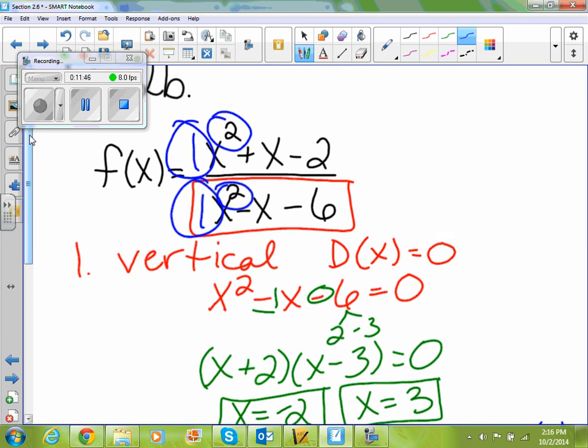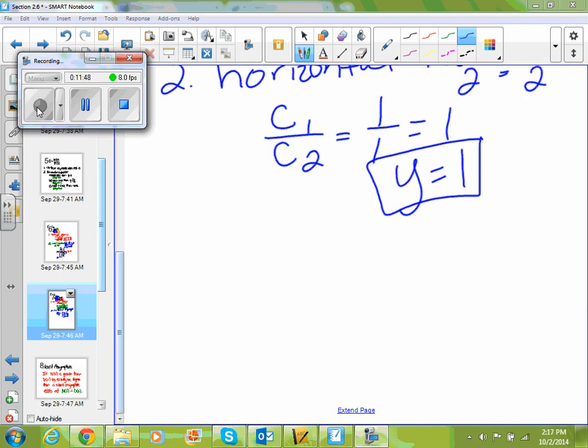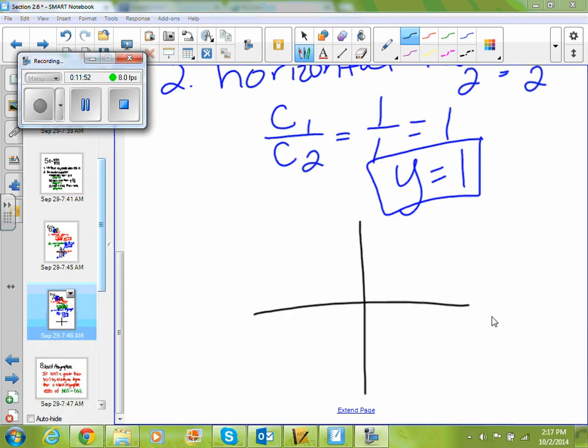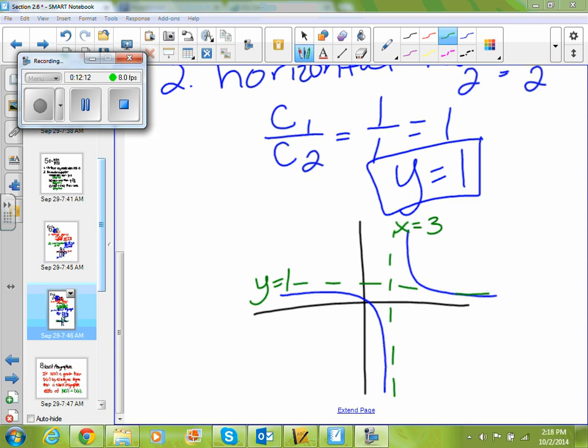Okay, so go ahead and graph that function and see what we get. Okay, so then we should get a graph that looks something like this, where I have a vertical asymptote at x equals 3. I have a horizontal asymptote at y equals 1. Yes, that's what we got? Perfect.